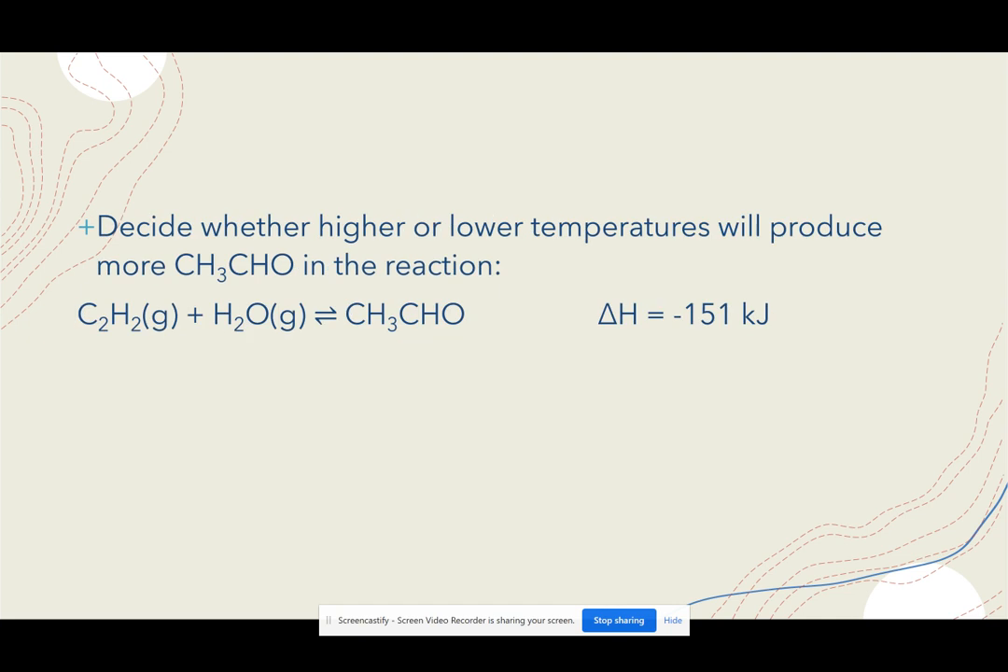Decide whether higher or lower temperature will produce more product. So my delta H is negative 151 kilojoules. Negative delta H means I have an exothermic reaction. And so this question's phrased a little bit differently. I want to produce more product. So what it's saying is I want to shift it to the right. So would increasing or decreasing the temperature cause this reaction to shift to the right? Lowering the temperature will cause the reaction to shift to the right because it will shift to replace that heat that's being removed.